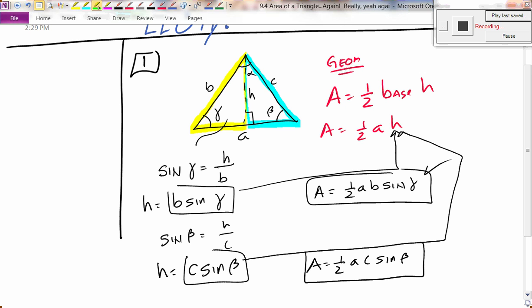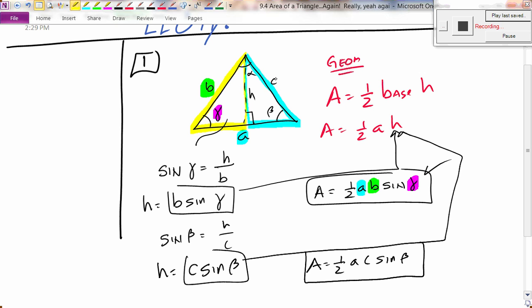Now, here's the thing I want to point out to you. Here's side B. I'm highlighting it in green. Notice side B is right here in this equation. Here is side A. I'm highlighting it in blue. Notice I'm highlighting it right there in side A. Which angle did I choose to use in the formula? The one that's in the middle. See that one? The one that's in the middle.